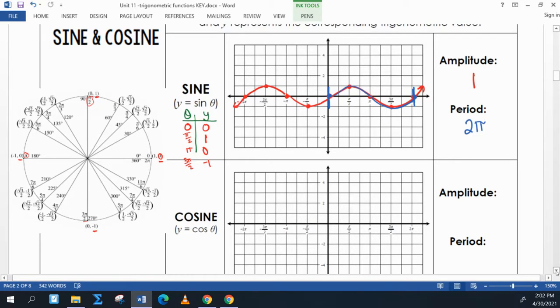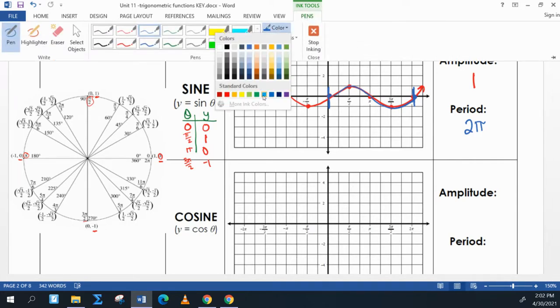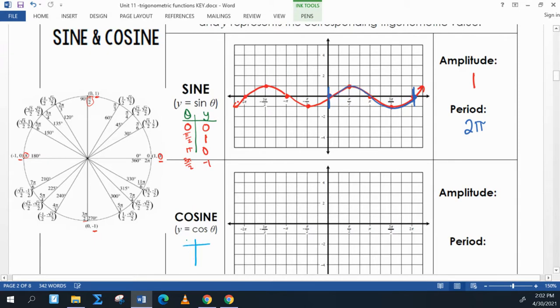All right, let's look at the cosine curve. It's actually not too much different. Let's try a bright blue on this one. So this time when we're graphing our theta and our y, remember we're looking for the cosine of theta, and our cosine is our x values. So when we look at these, if we start at 0 right here, here's my 0 radians, but my x value here is 1. So for the cosine curve, when our x is 0, our y is 1 right there.